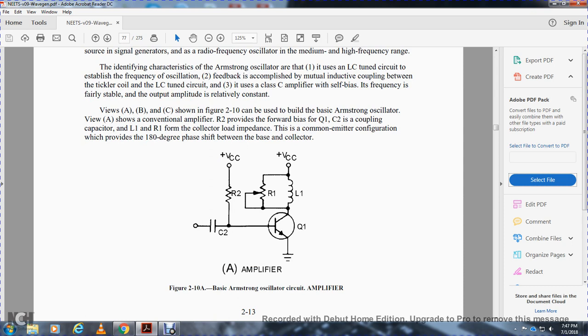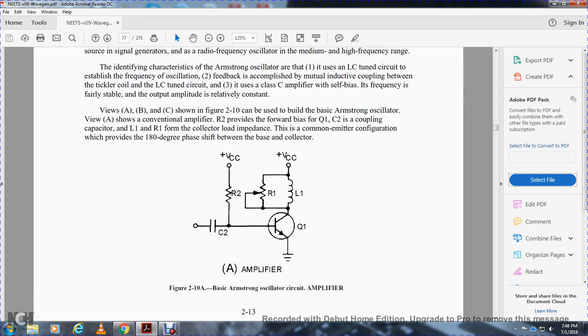View A shows the conventional amplifier. Resistor 2 provides the forward bias for transistor 1. Capacitor 2 is the coupling capacitor. Inductor 1 and resistor 1 form the collector load impedance for the common emitter configuration, which provides a 180-degree phase shift between the base and collector.